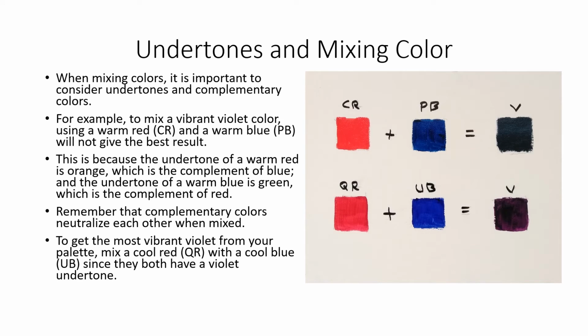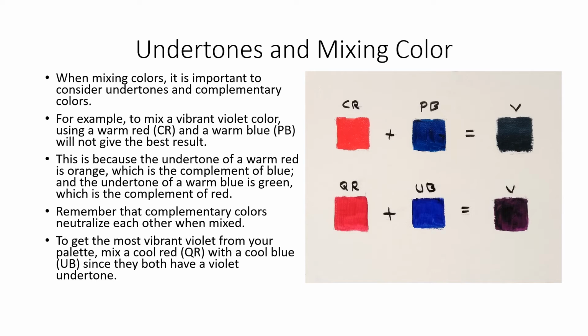Undertones and mixing color. When mixing colors, it is important to consider undertones and complementary colors. For example, to mix a vibrant violet color, using a warm red, like cadmium red, or CR, and a warm blue, like phthalo blue, or PB, will not give the best result. This is because the undertone of a warm red is orange, which is a complement of blue, and the undertone of a warm blue is green, which is a complement of red. Remember that complementary colors neutralize each other when mixed.